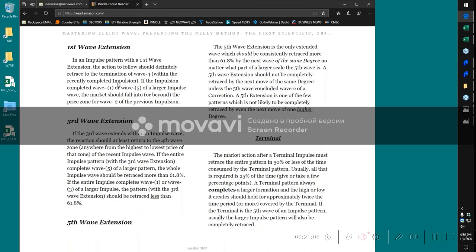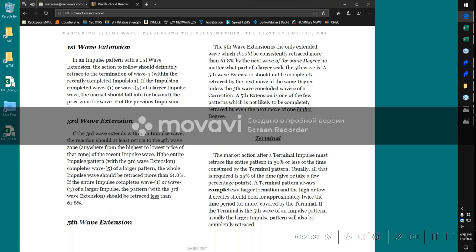Okay, so if you're following a first wave extension, just make sure it follows the rules listed. Same thing for a third wave extension or fifth wave extension. It also discusses what needs to happen after terminals. Terminals are probably some of the most misinterpreted formations because people always want things to end quickly. They want to get violent price movement in the opposite direction to catch the start of a big trend. So they tend to want to overly interpret terminal patterns, or what some people call diagonal triangles.